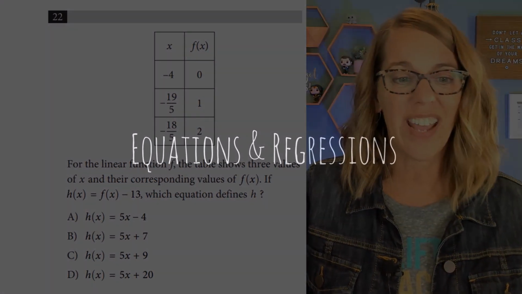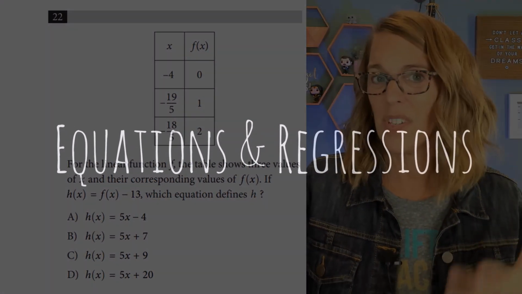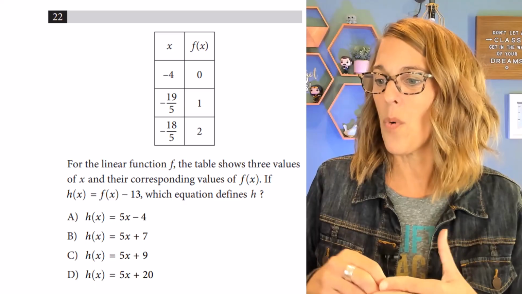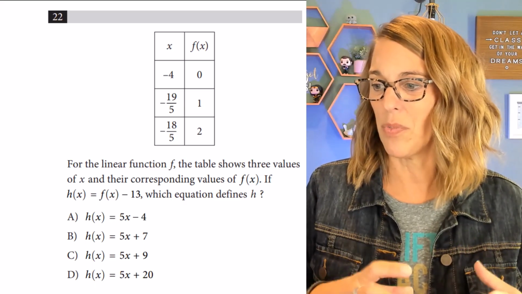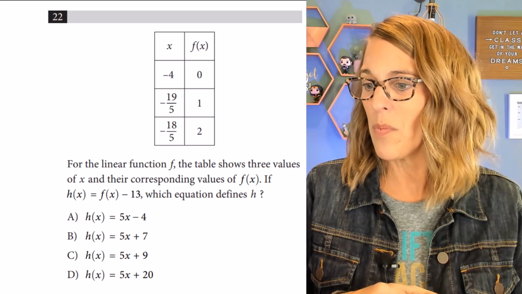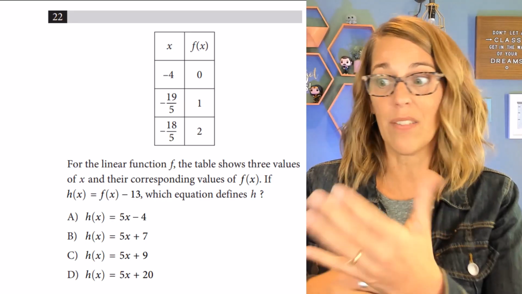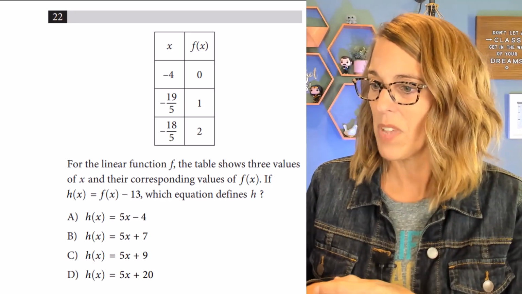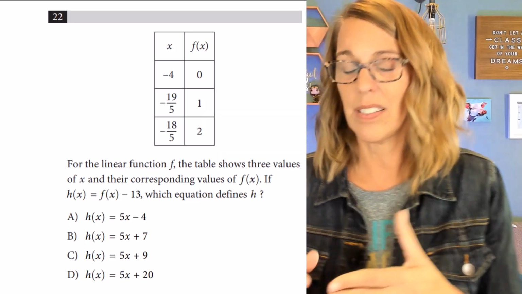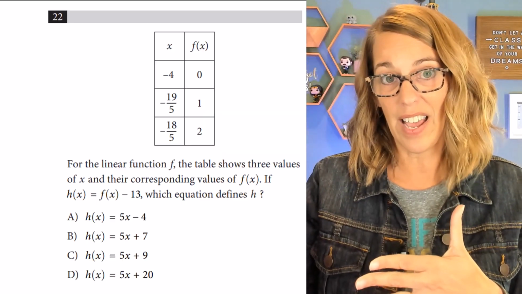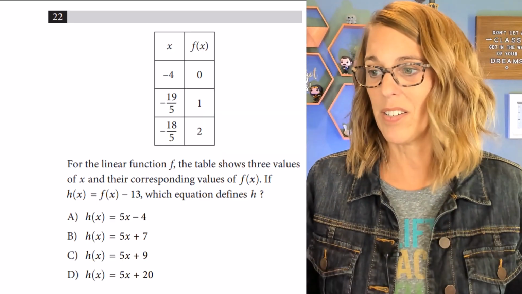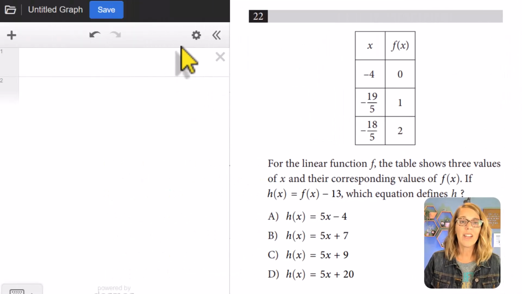Next are equations and regressions. So in this sample SAT problem, it says for the linear function, the table shows 3 values, and we want to find h of x, which is the equation of the line from this function, minus 13. Which equation defines f of x, the equation of that line using the table, minus 13. Desmos does an amazing job.